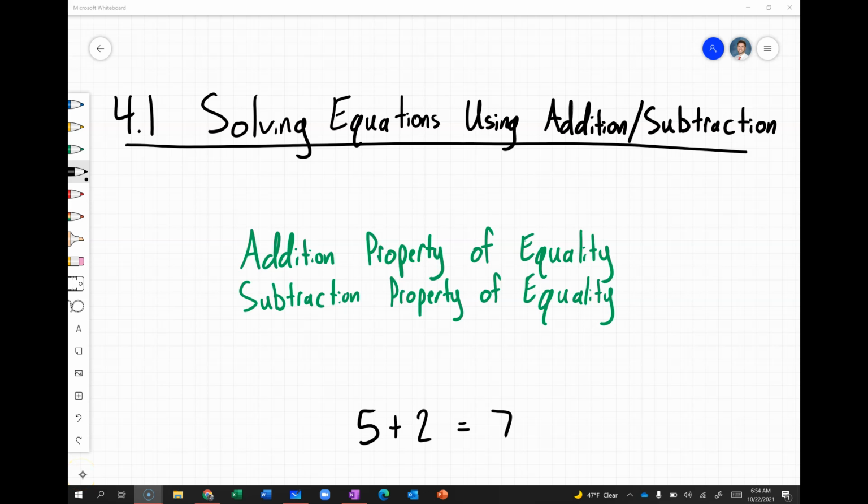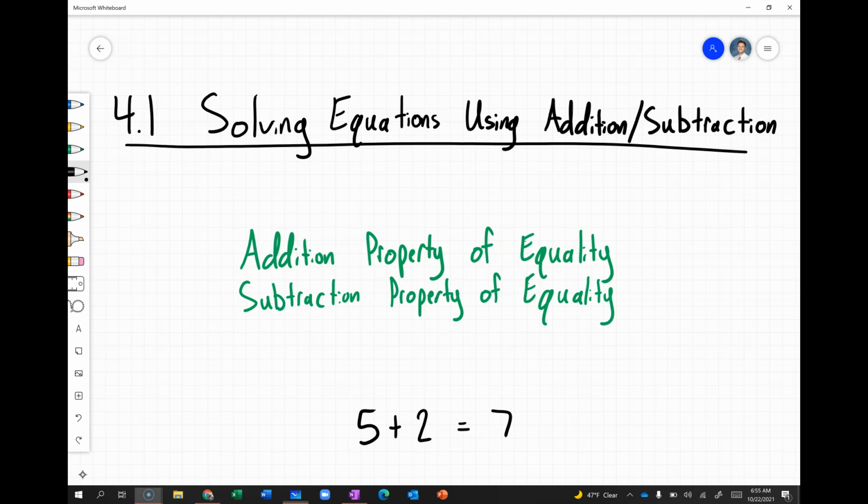Hey everyone, we're going to be looking at solving equations using addition and subtraction. So the first thing we want to talk about is the addition property of equality and the subtraction property of equality. And these just state that when you add the same thing to both sides of an equation, they remain equal. And when you subtract the same thing from both sides of an equation, they remain equal.